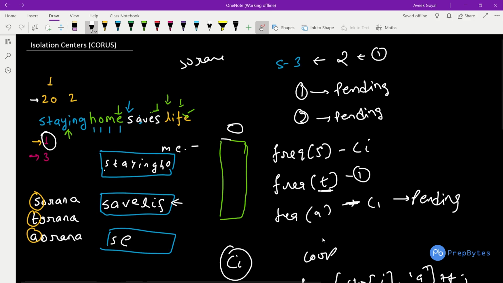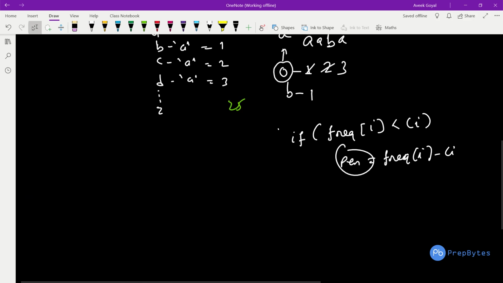So let's see the code for this now. Here the condition is greater than. If the frequency of i is greater than the number of isolation centers, that means all the persons of this virus cannot fit into our isolation center. In that particular case, we will add the difference. Okay, it is greater than, not less than.